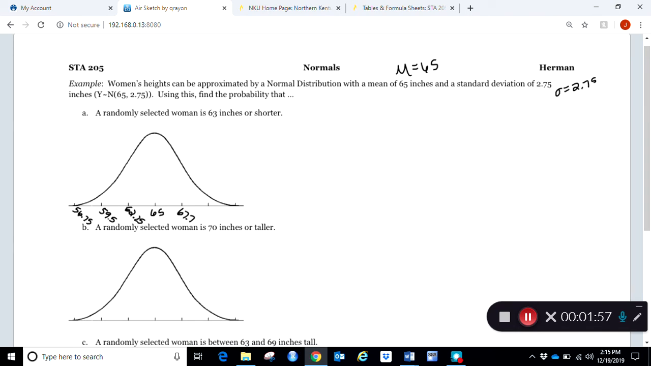Now moving to the right, we're adding the 2.75 each time. So we get 67.75, 70.5, and then finally 73.25. So I'm always just going to start by putting my scale along the bottom.